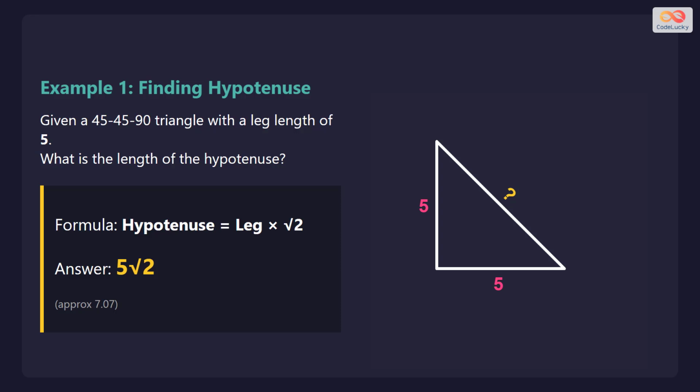Let's try a problem. Suppose we have a triangle where the leg length is 5. What is the hypotenuse? Using our ratio, we simply take the leg length of 5 and multiply it by the square root of 2. The answer is 5 times the square root of 2. It is that simple.